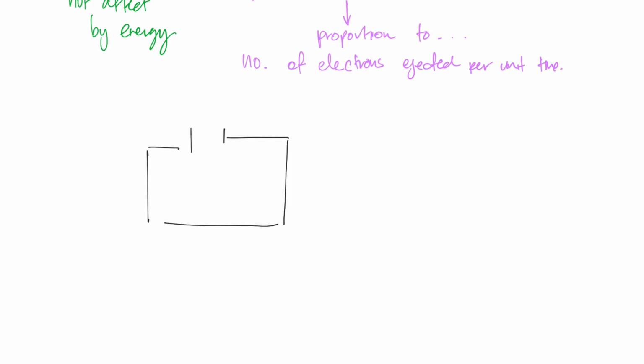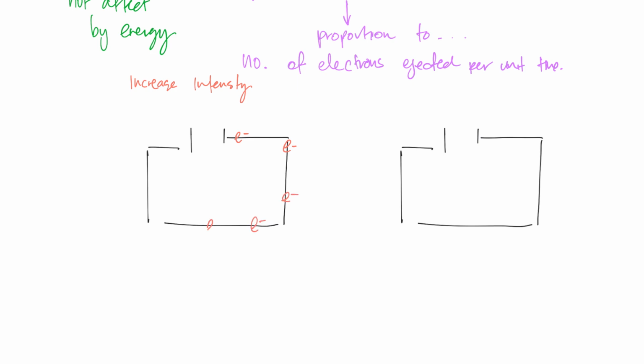Let's say I have two identical circuits here. Let's say I said increase intensity. So now initially I had electrons doing something like this.